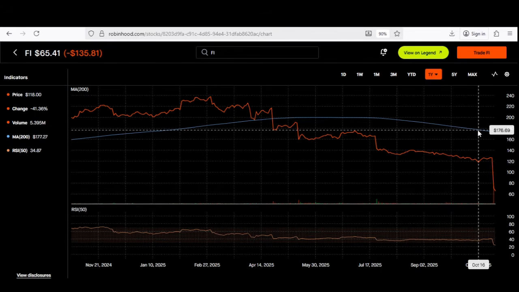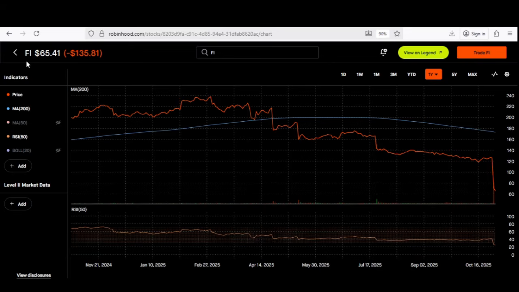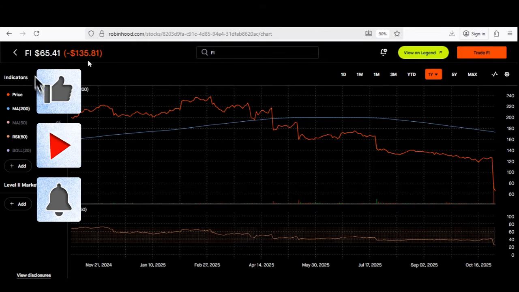Unbeknownst to us of what has happened over the last couple of days and the last couple of weeks as well, the stock is currently trading, if you look to the top left here, at $65.41. The stock is now down a whopping $135.81 for the year. That is the definition of a crash.